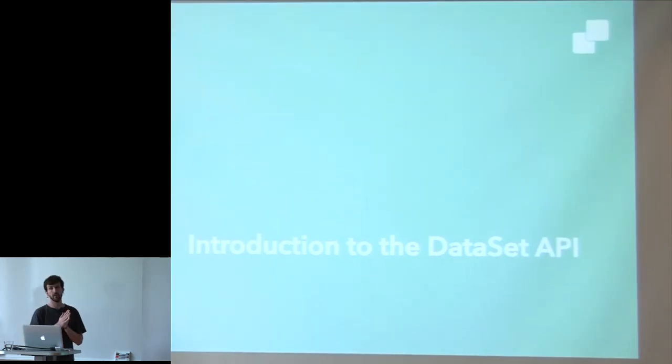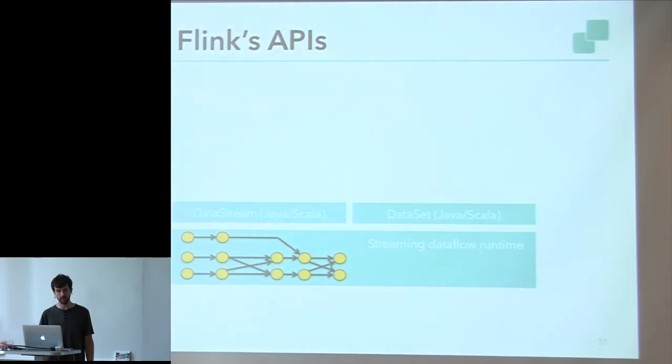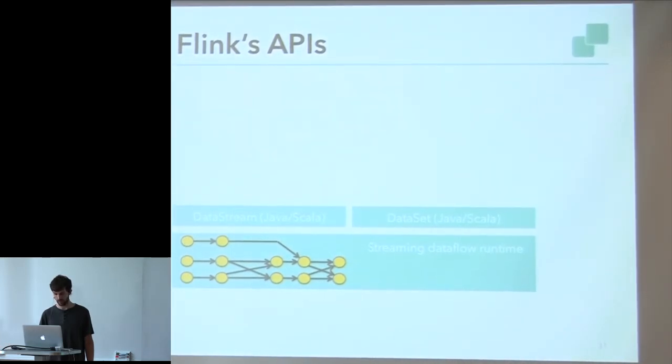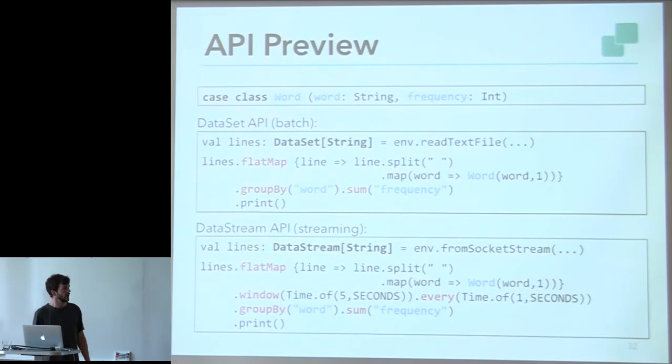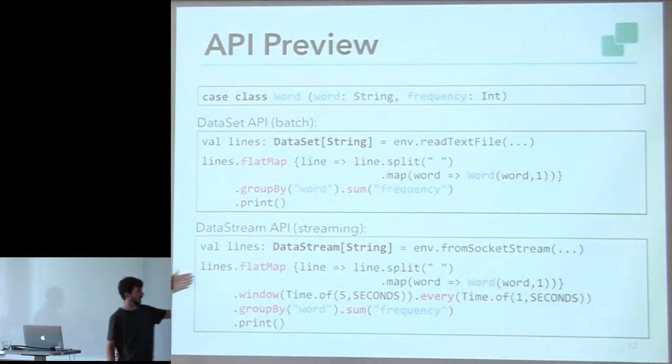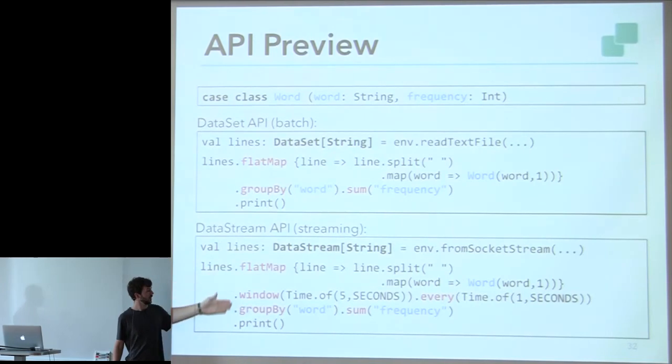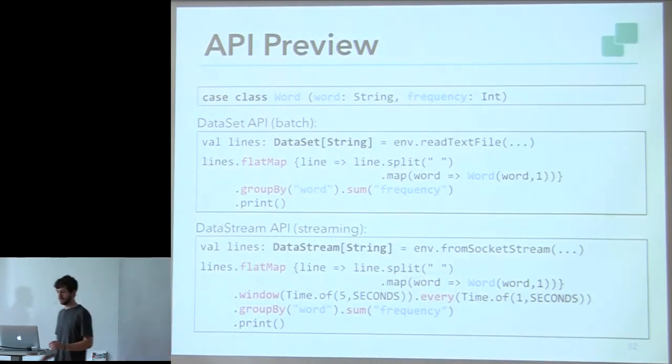Okay, for the example, we thought it would be nice to give you only an introduction to the DataSet API because we cannot really cover everything today, but streaming is covered later on Saturday by Gula and Paris. So we are now on top of the Dataflow runtime. We will look at the DataSet API. The APIs, for example here in Scala, are not very different. The operations are very similar, like flatMap or map or reduce. What's different is the special streaming semantics, like the windowing.